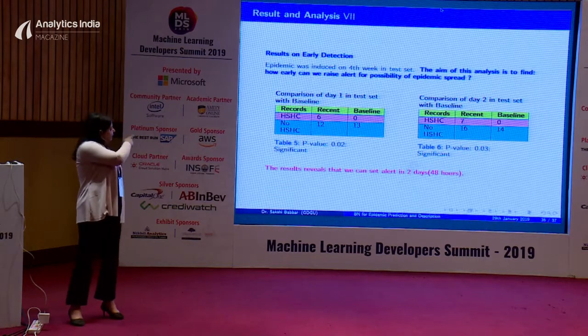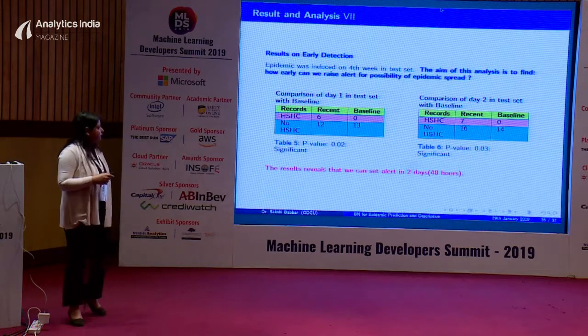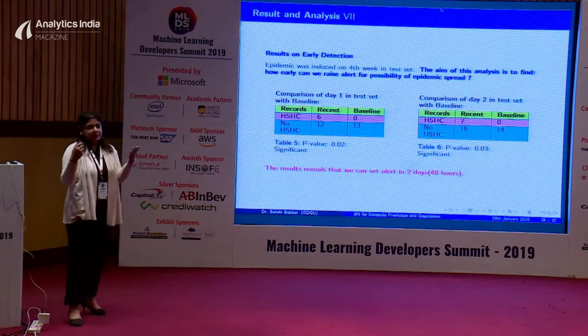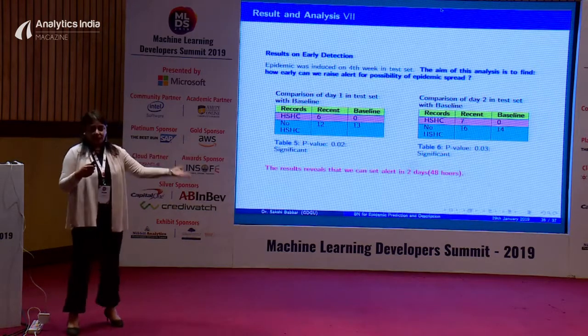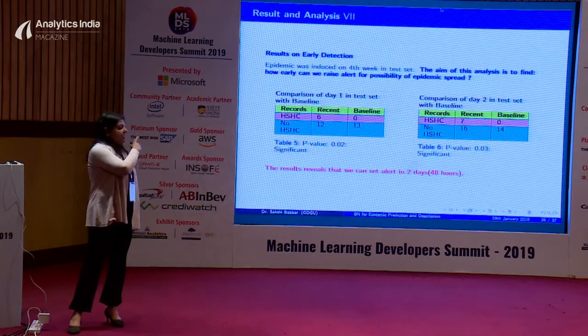So the p-value for this relation is coming out to be 0.02. It says it's significant, so that means what you're seeing today, the number of patients which are coming with such cases are significant compared to what has happened in the past. So this is day one data.